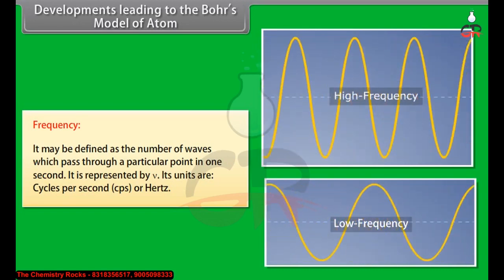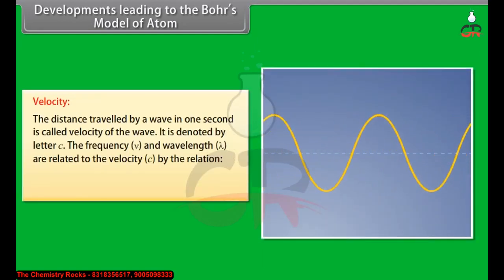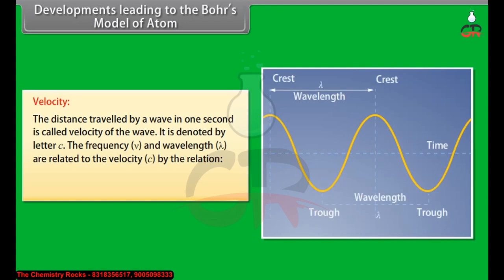Velocity. The distance travelled by a wave in 1 second is called velocity of the wave. It is denoted by letter c. The frequency and wavelength are related to the velocity c by the relation c = mu × lambda. Its unit is meter per second.